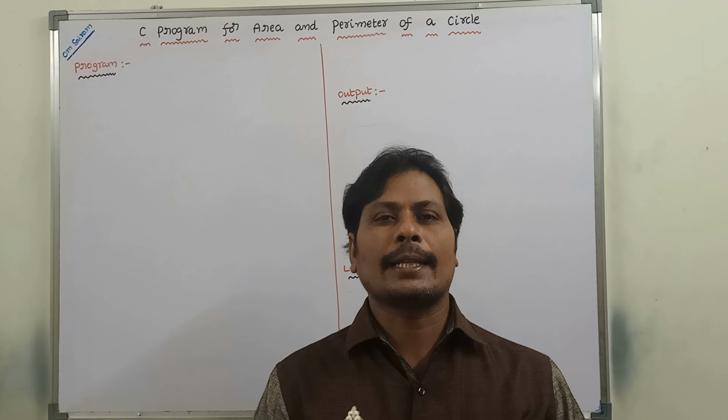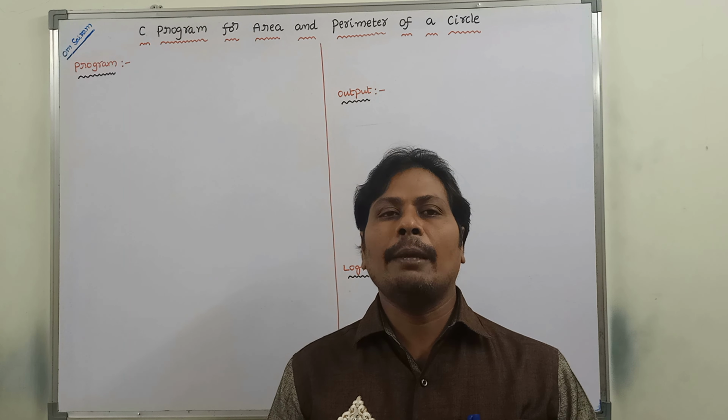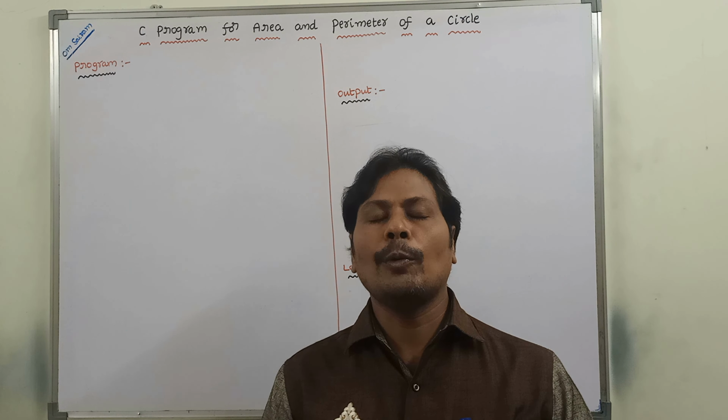Today we are going to discuss a C program for finding the area and perimeter of a circle. In the previous video we discussed a C program for converting Celsius temperature into Fahrenheit and a C program for Fahrenheit to Celsius conversion. If anybody wants, please refer to that video on my YouTube channel. Now let's see how to find the area and the perimeter of a circle through C programming.